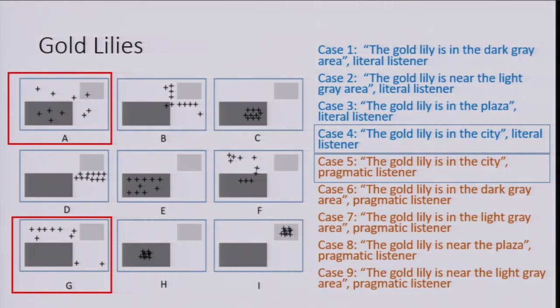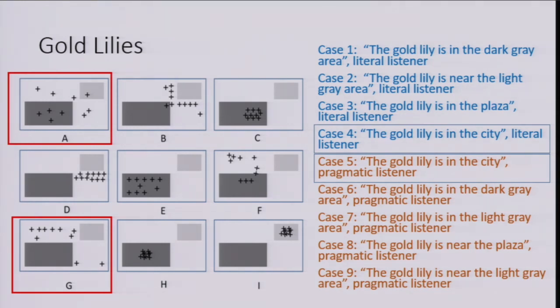The difference between these two: if you want to say which one is literal, this is literally all over the city, right? So it's the literal listener, and therefore this is the pragmatic listener. Essentially what the pragmatic listener is doing is reasoning about what the speaker would have said if it was here. If it was here, the speaker would have said it's in the dark gray area. If it was here, the speaker would have said it's in the light gray area, because the speaker is trying to give you the maximal information. And therefore, you don't think that these are the places where the lily might grow. It will grow in any other place in the city. Now, there's a vacuum here, and that's probably because the plaza was here.